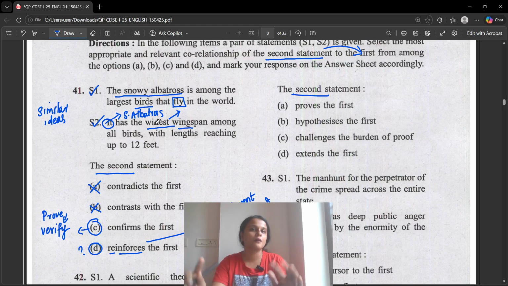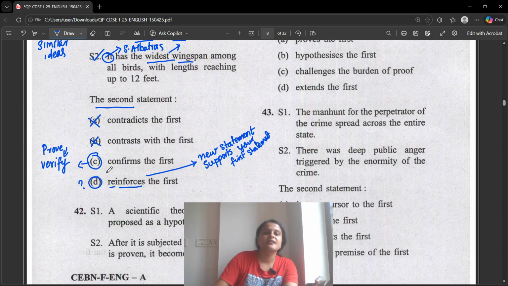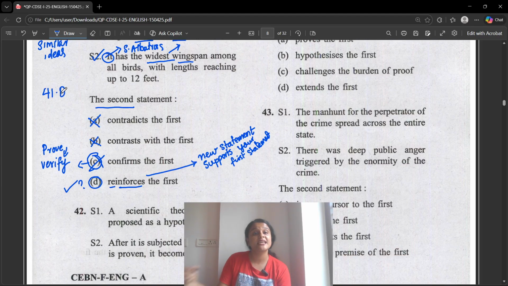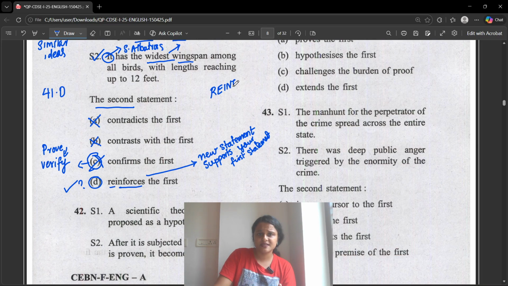Do you get what I'm saying? Take it slow. A bird having the biggest wingspan does not make it the biggest bird or one of the biggest birds, but it can support the claim. Do you get it? So therefore, it is not confirming. The answer is reinforce. Question number 41, D is the answer. It reinforces the first. Okay. But if you're saying the same idea again and again, that's what you call reiterate. Just note it somewhere there.